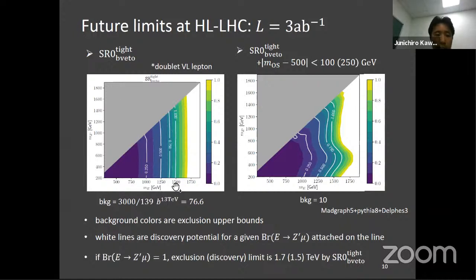And I should note that the parameter space where we can explain the excess is around here. So this is completely covered by the high luminosity LHC, and we can even discover them.